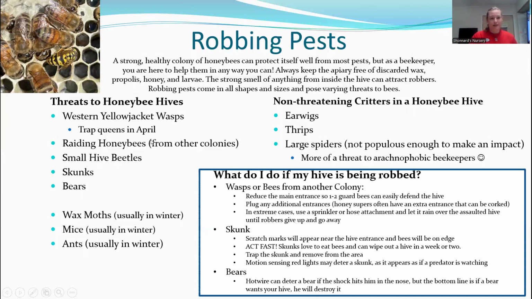Let's see, other threats. Western yellowjackets, that's creeping me out. Let's move on to something else here. Other raiding honeybees. This is actually a form of what they call advanced foraging. There's no resources around. Hey, I've got a lot of resources in my hive. That gives me an idea. Other guys probably have a lot of resources too. And the honeybees will go to weaker colonies and start robbing from them to save themselves for winter.